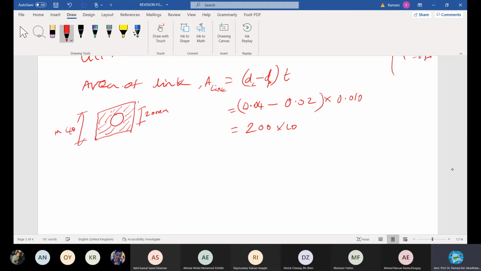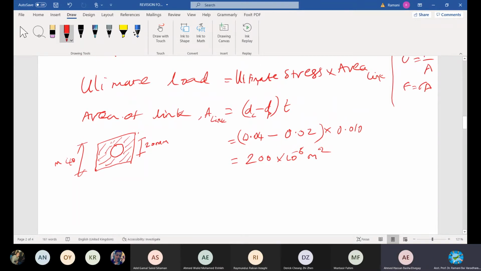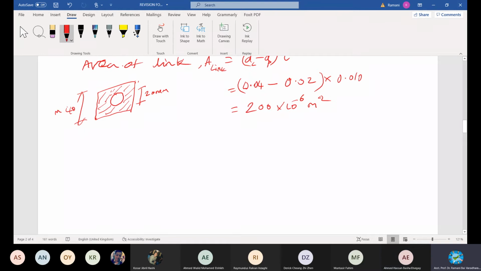200 into 10 power minus 6 meter square. Let it be meter square for now, and millimeter also you can keep it. I keep it as meter square because I'm going to substitute in meters later. Right, miss, we got the area, 2 times 10 power negative 4. Why negative 4? I'm writing in meters. 1000, correct. Millimeter square to meter square, okay.